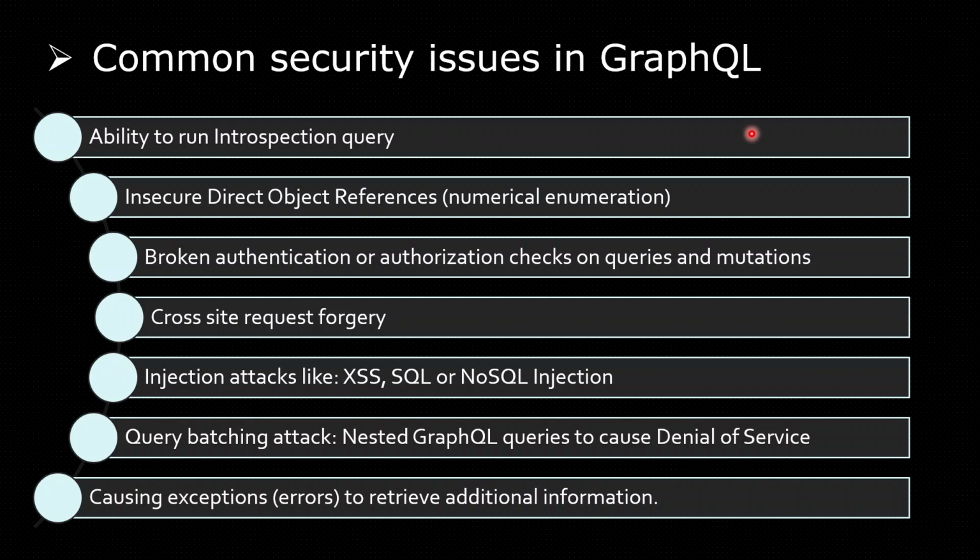So if you write a very long query, or a lot of nested queries, you can create denial of service and take the GraphQL instance down. Then you can also do an exception or error disclosure kind of attack, where you submit invalid input, an unexpected or invalid GraphQL query, a query with incorrect syntax, or input with payloads, and cause intentional exceptions to retrieve additional information from the GraphQL instance.